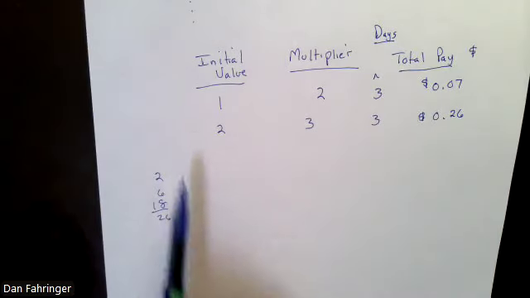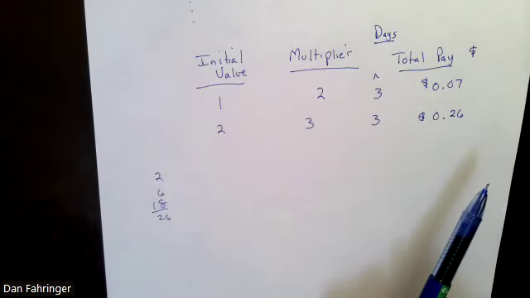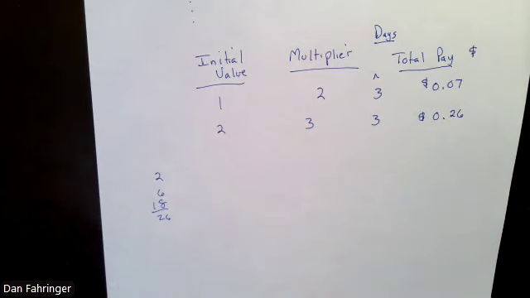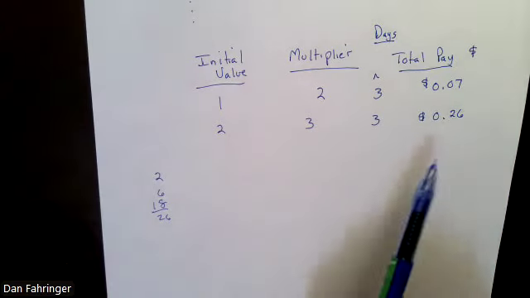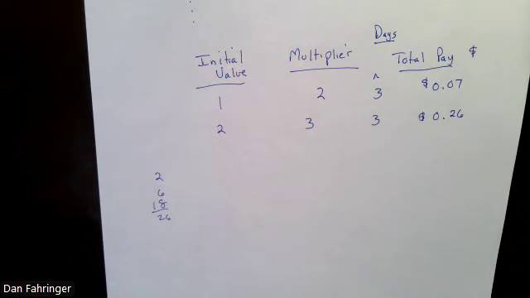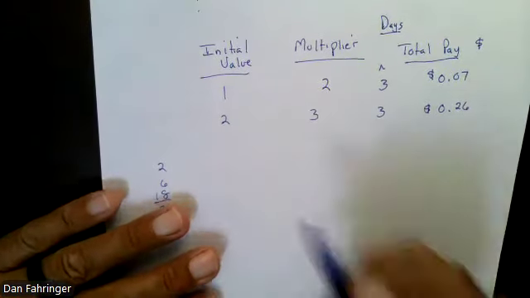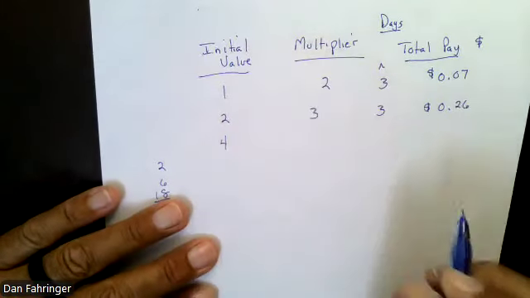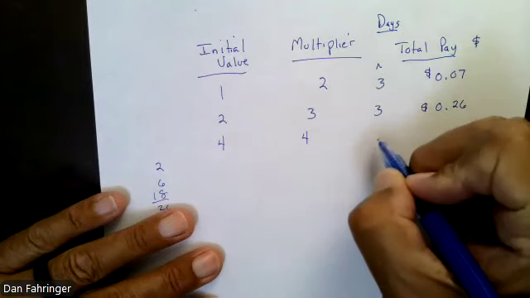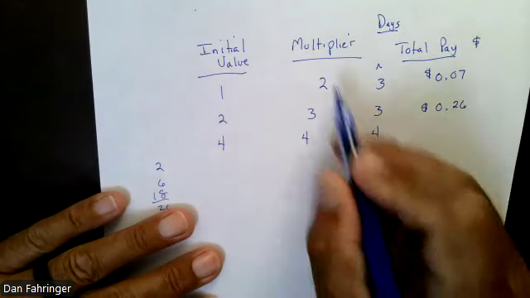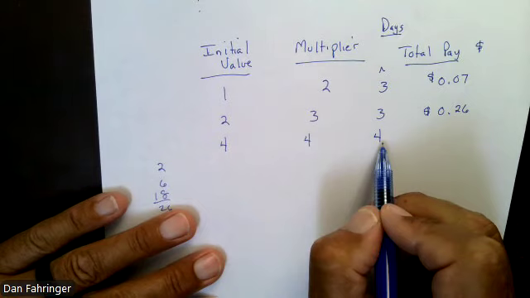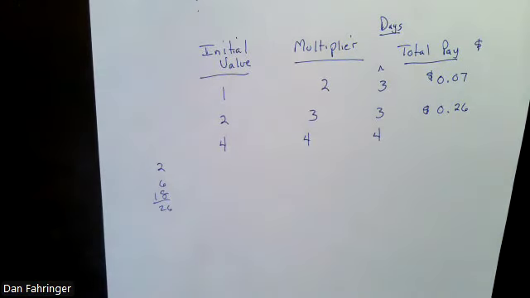If you took a picture of this and uploaded it as your test data, would that be okay? Or does it have to formally be typed and all of that? It doesn't have to be formally typed. This is what I'm looking for you to do by hand. Let's do one more. 4 multiplier, 4 days, or 4 times and 4 days. What's the total?